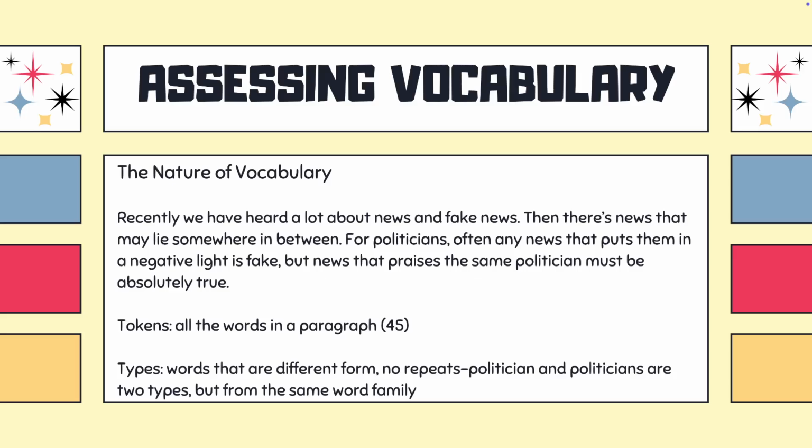You don't count the same word twice, like help and help. Different forms, though, are different types. So politician and politicians are two types, but they are from the same word family. It's really important that you know the difference here. Type means a different form, but family means you're using the same word. You're just changing the form.